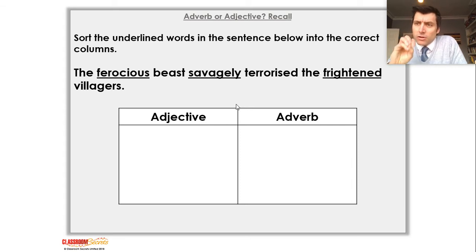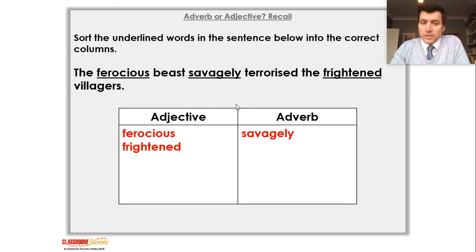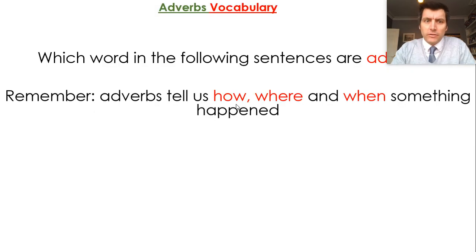Terrorized is a verb. So I'm thinking if the verb's being changed, the verb's being amended, it's probably an adverb doing that. And frightened villagers, well, villagers are a noun. Villagers are a people. They're a thing. So I'm thinking that's an adjective. Okay, guys. Hey, just got it right.